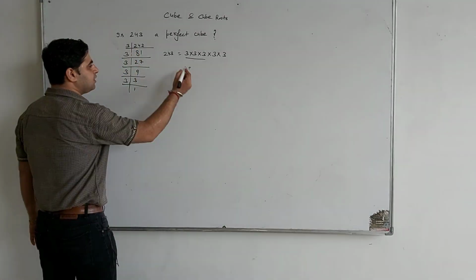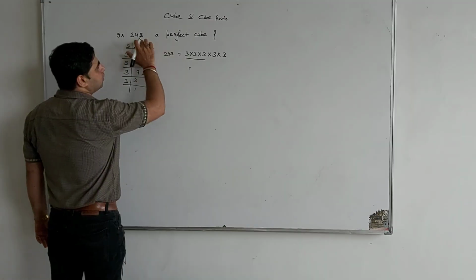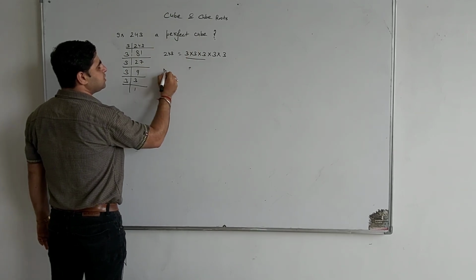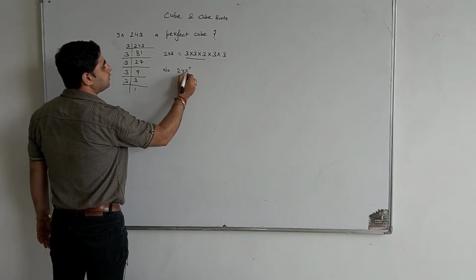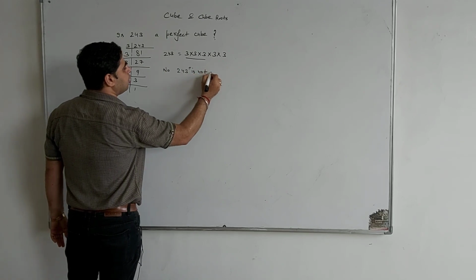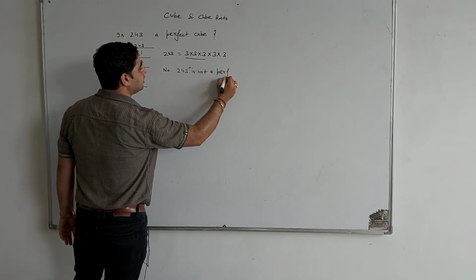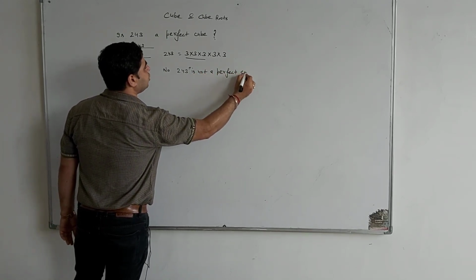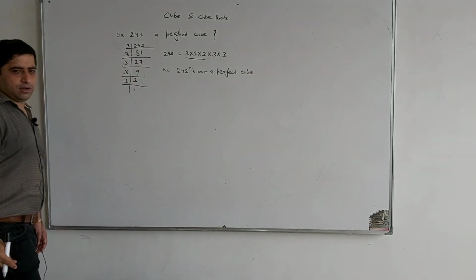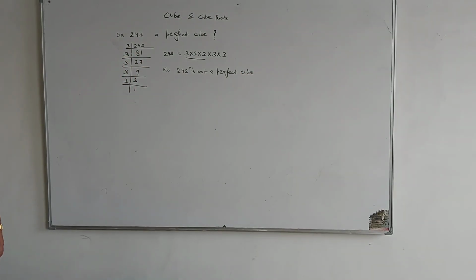So is 243 a perfect cube? Your answer is no. 243 is not a perfect cube. Okay, so this is a question.